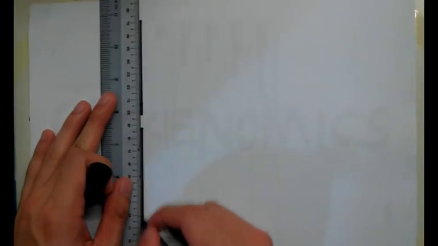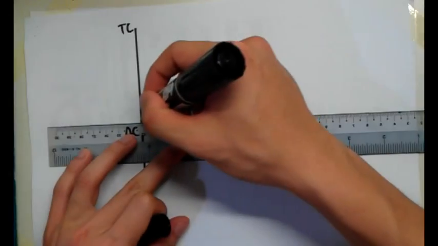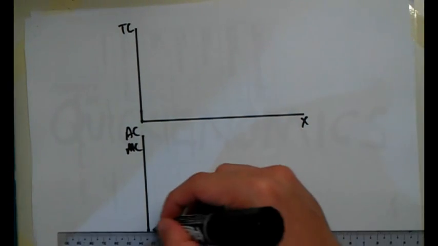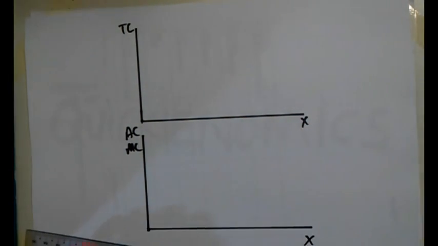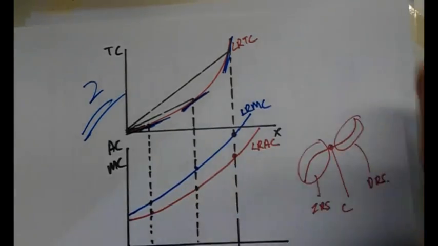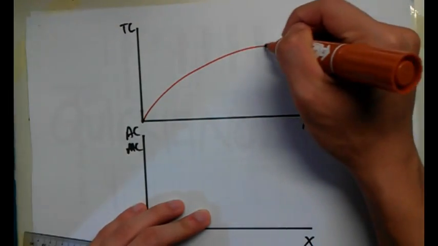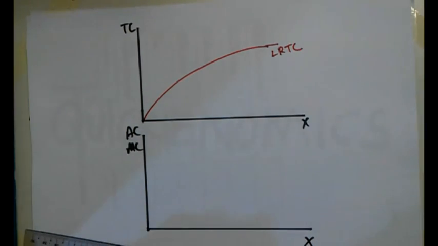Okay, so let's do question 3. I've got two graphs, total cost, average cost, and marginal cost, with X over here. So increasing returns to scale. Remember this part? It's going to be curving this side. So I'm going to draw my long run total cost looking like that. Long run total cost. So let's derive our AC and our MC.